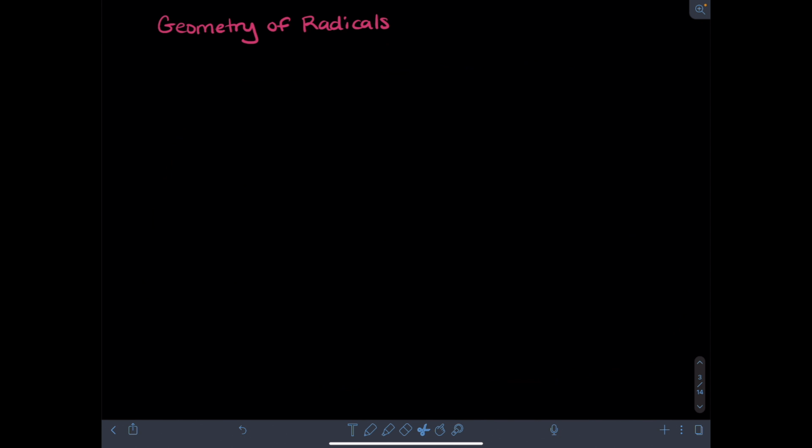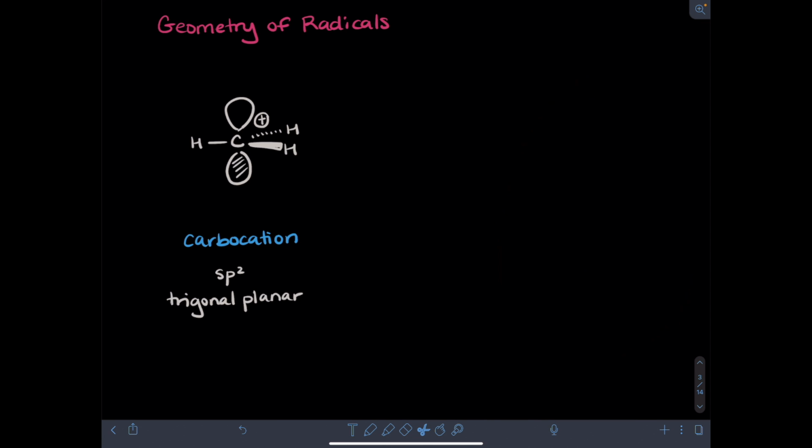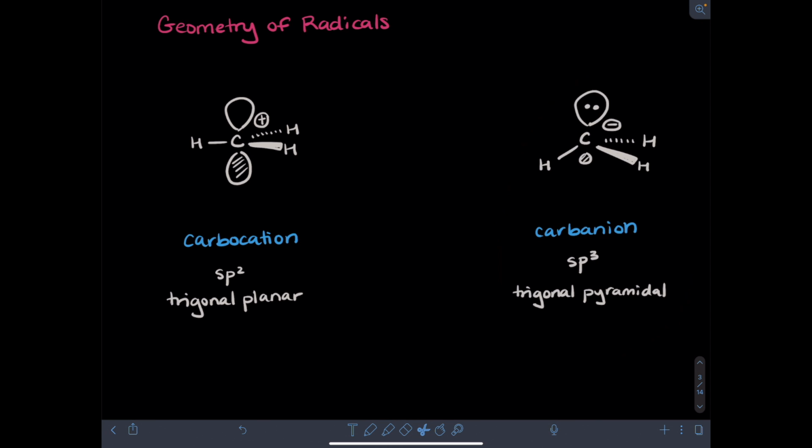Now let's consider the structure of radicals compared to other carbon species we've seen previously. We've seen many examples of carbocations featuring a carbon with 3 bonds and a positive charge. The carbocation is sp2 hybridized and trigonal planar with an empty p orbital. We've also encountered carbanions, which are carbons with 3 bonds, but now they have a lone pair and a negative charge. Carbanions are typically sp3 hybridized, as long as they aren't engaged in resonance, and this makes the carbanion trigonal pyramidal.